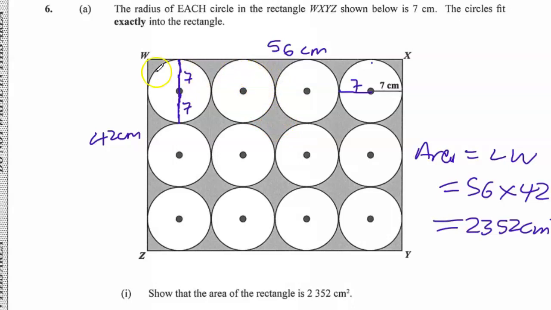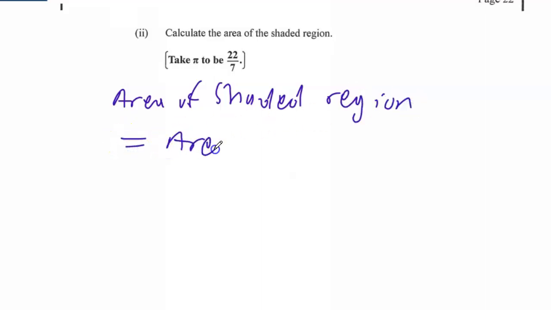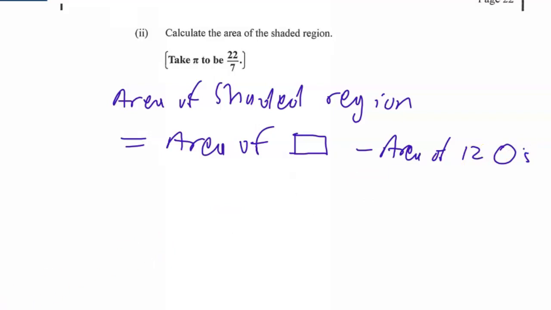Notice to get the area of the shaded region, we need the area of the rectangle, and we're going to subtract the area of the 12 circles, right? 12 circles, 4 in each row. So let's do that. The area of the rectangle would have been 2352. Area of the rectangle minus the area of the 12 circles, right?